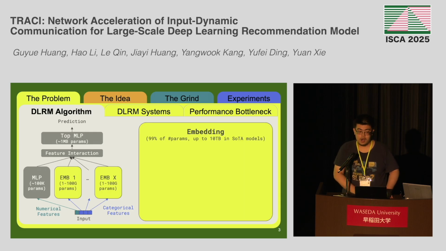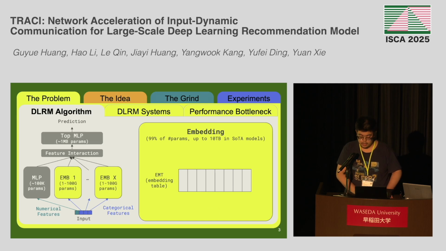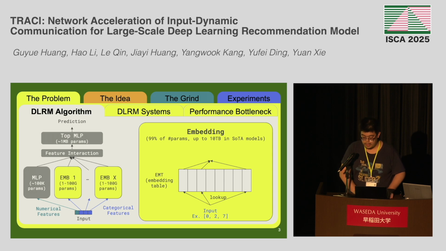When we look at this DLRM model, we find that the embedding layer is the bottleneck, and it has nearly 99% of the parameters. This size could add up to 10 terabytes in the SOTA models. For the embedding table, there's an example. For the input query, it may get some dynamically changing indices. So it will look up the table with indices 0 to 7, do the table lookup, get the response, and do the reduce operation, for example sum, and get the output.